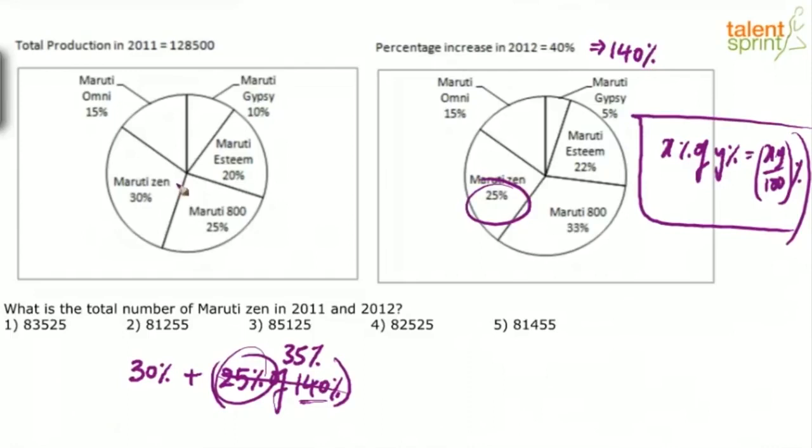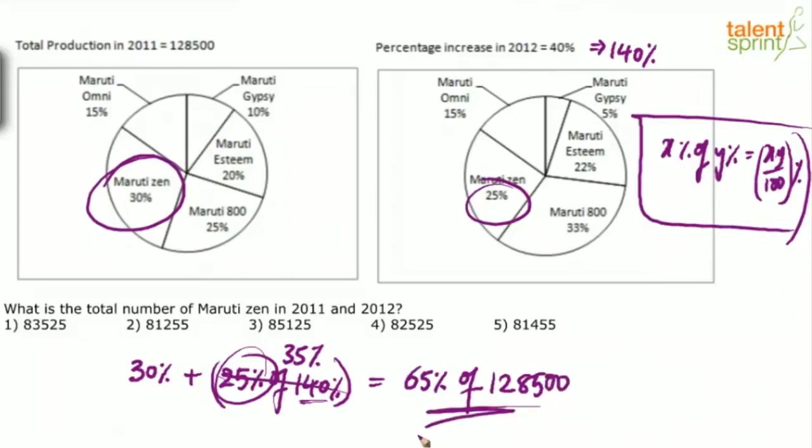So you know that in the first year it is 30%, in the second year it is 25% of 140, which is 35%. So overall it should be 65%. 65% of 1,28,500. Simplify this and you'll get your answer. Of course, when you simplify, you'll get the answer as 83,525. And again, simplification is your lookout.